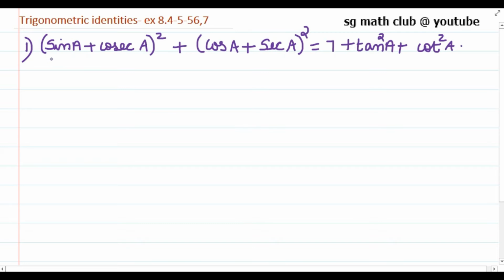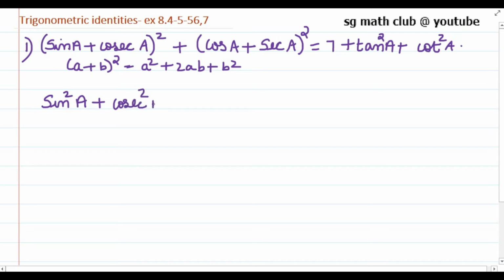So the first question goes like this: (sin A plus cosec A) the whole square plus (cos A plus sec A) the whole square. We need to prove the left hand side is equal to 7 plus tan square A plus cot square A. So we will take the left hand side, (sin A plus cosec A) the whole square. I am going to use the identity (A plus B) the whole square equal to A square plus 2AB plus B square. So the same way, (sin A plus cosec A) the whole square I can write as sin square A plus cosec square A plus 2 sin A into cosec A.